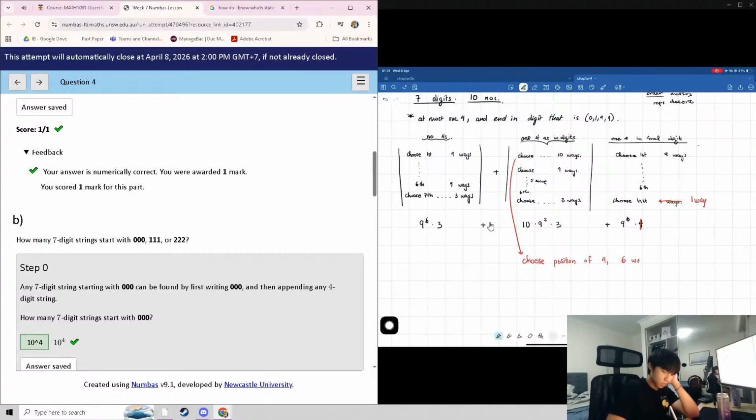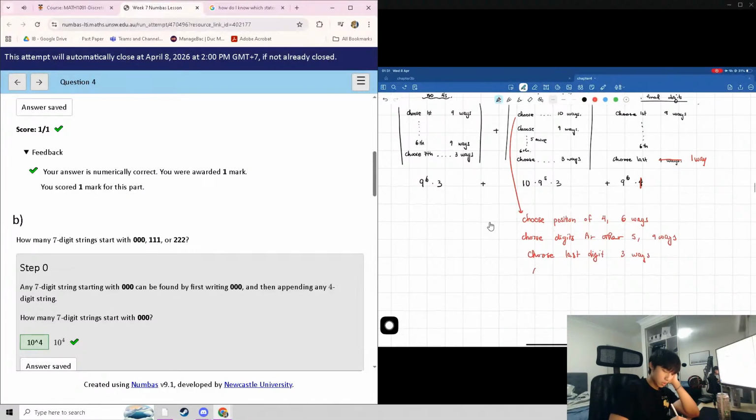6 ways. Choose digits for the other 5, 9 ways. Choose the last digit, 3 ways. So 6 times 9 to the 5th times 3, plus 9 to the 6th, plus 9 to the 6th times 3.